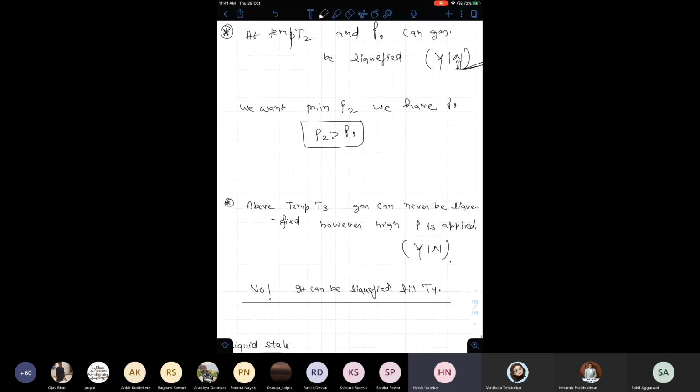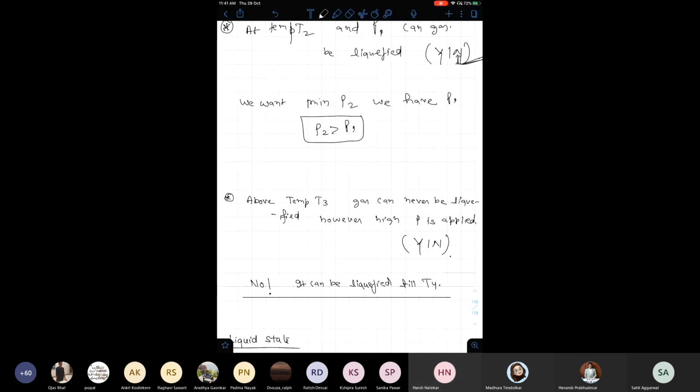ये खत्म हो गया. Now we have liquid state. Sir, could you please scroll up? Yes, Sanjana, T4 is the critical temperature, which is 31 degrees centigrade. Done?